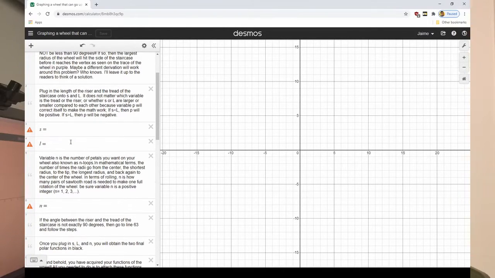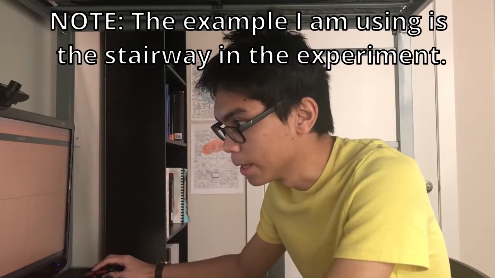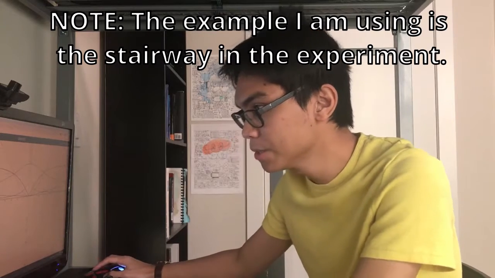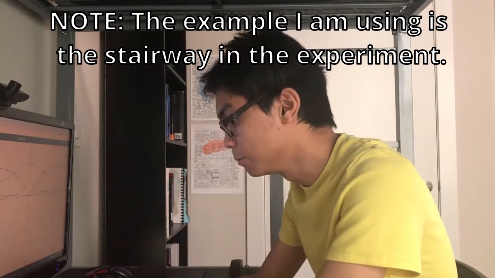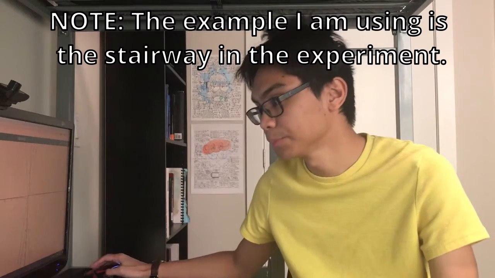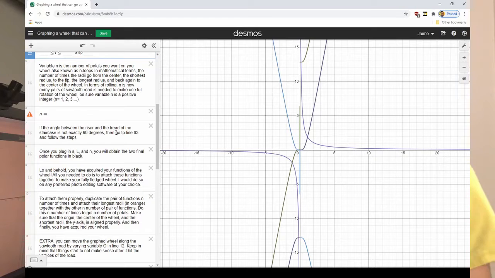Now, I'd like you to measure your tread and the riser of the staircase, and put them in the variables S and L on line 3 and 4. So in my case, S will be 14 centimeters, and L would be 32 centimeters. Now, it doesn't really matter if you put the tread or the riser in either S or L, because the derivation will correct itself.